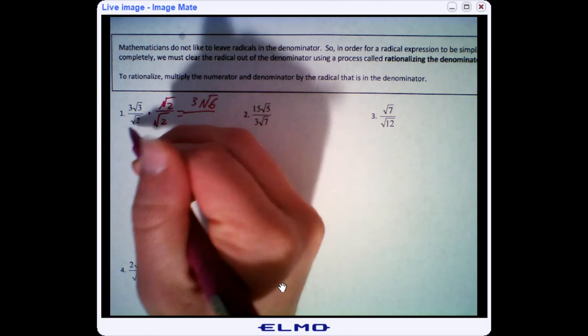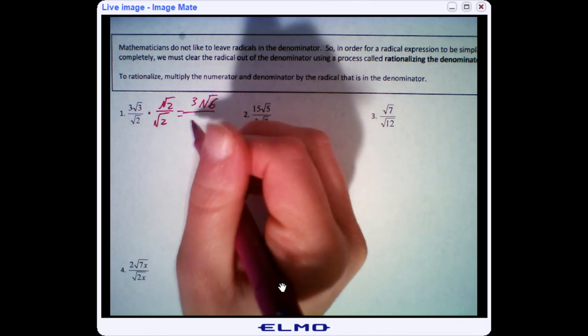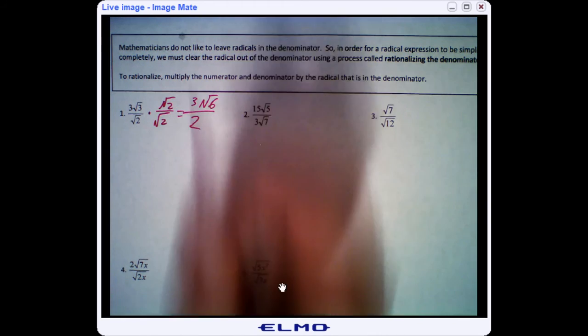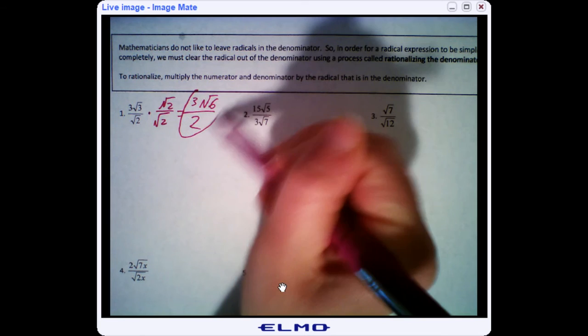A square root times a square root, the square roots go away, and we're just left with 2. We could also say it's a square root of 4, which we know is 2. There's nothing else to simplify. There's my answer.